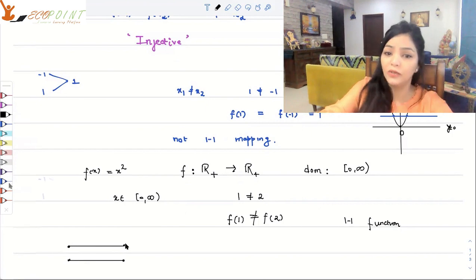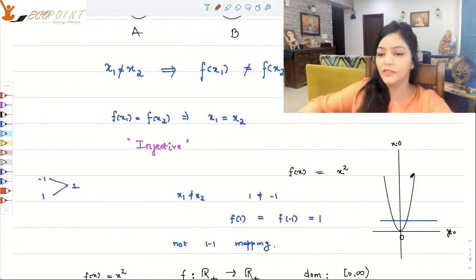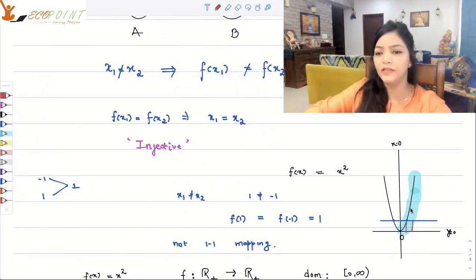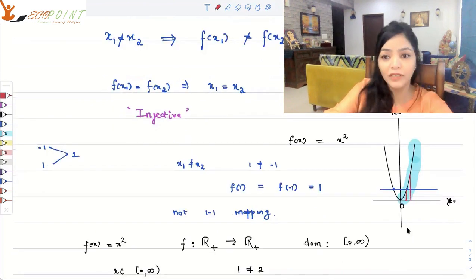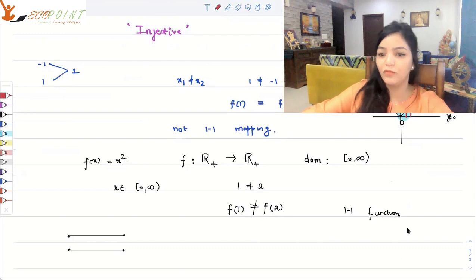Now if you want to see the graph, this was the graph, and this time we are only interested in the part where x is greater than 0, which means this is the part we are interested in. Your distinct entries will give you distinct images, or in other words, you have a unique pre-image. So therefore, this becomes a one-to-one function.